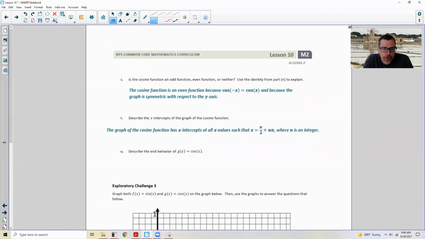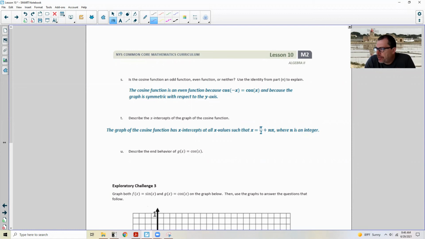All right, so here's how we do this. The graph of the cosine function has x-intercepts at all x values such that x equals pi over 2 plus n times pi, where n is an integer. All right, so you describe the end behavior of g of x equals cos x.